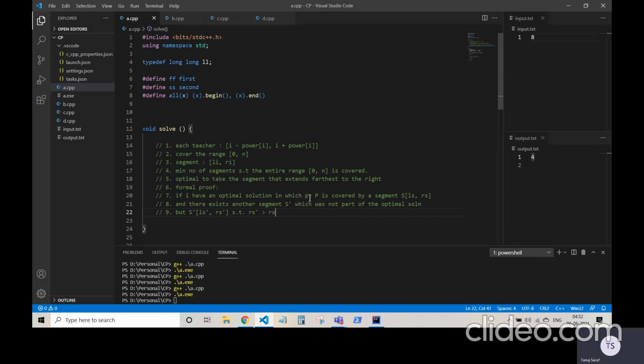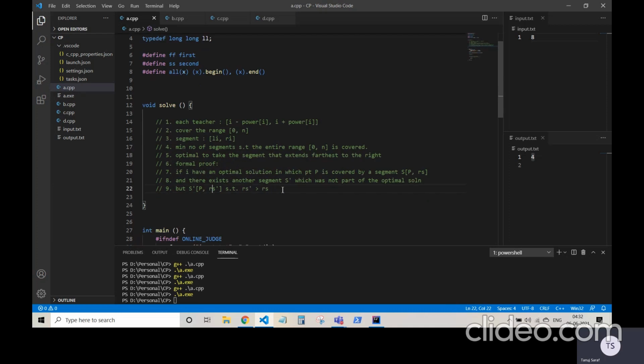Let's say that all points to the left of P were already covered by some other segments. So let's say that the segment S actually started from the point P, and this S' also starts from point P. This is what I wanted to prove. If I have a segment that starts at this particular point, and all previous points are already covered, then it makes sense to take the segment which extends farthest to the right. So RS' is greater than RS.